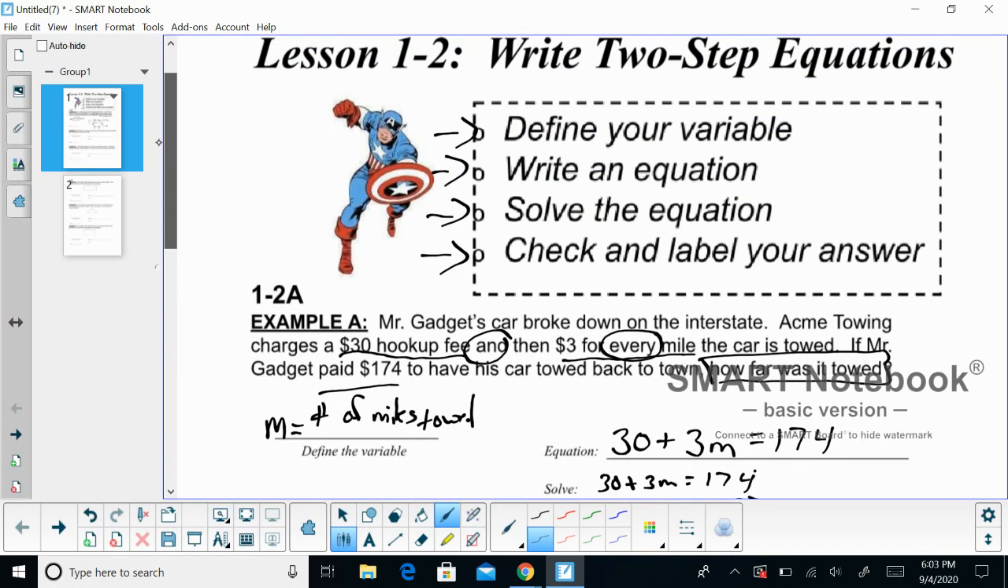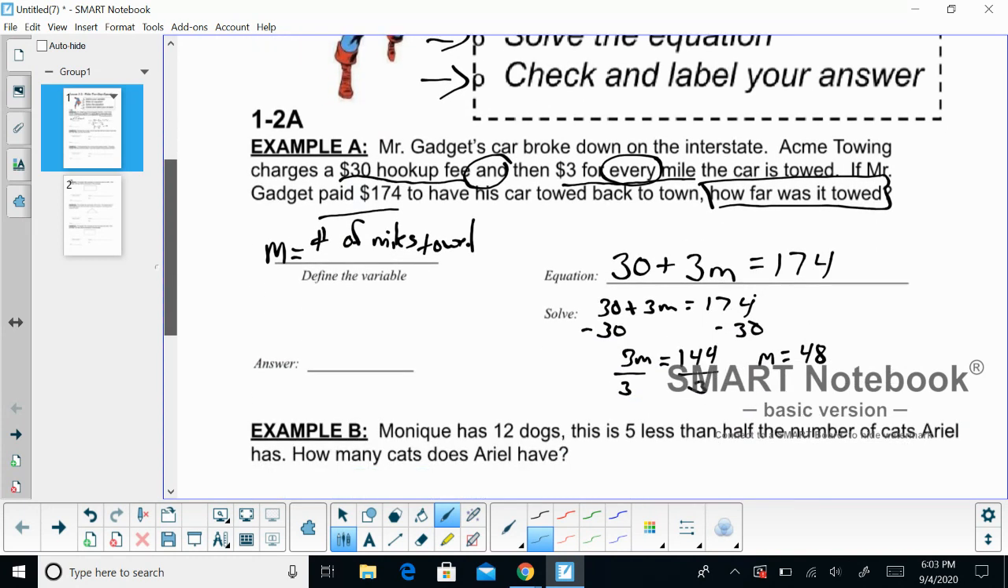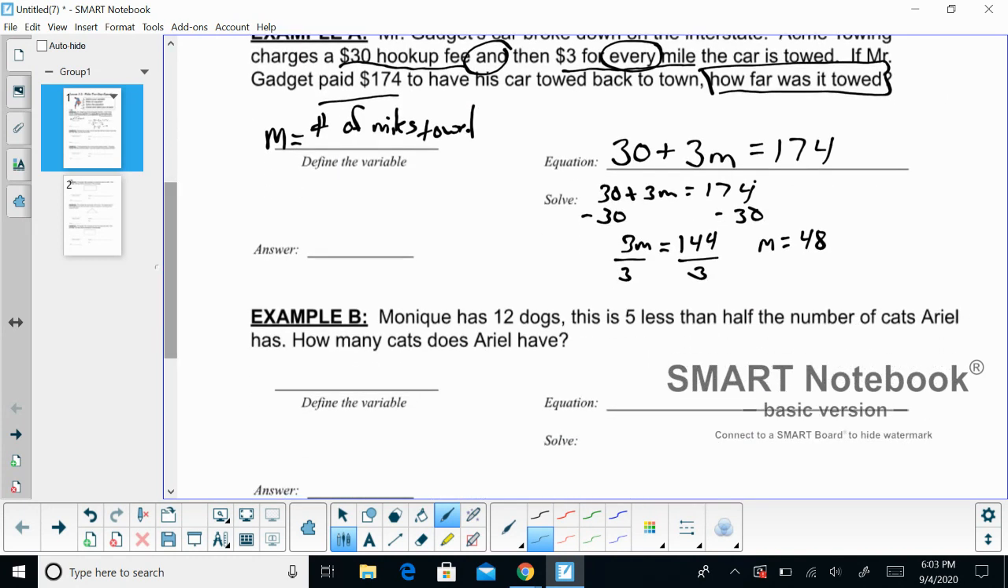So we defined our variable, we wrote an equation, we solved the equation. Now all that we have to do is check and label our answer. So to check our answer, we're going to plug 48 in for m. So I have 30 plus 3 times 48. We need to find out what that equals. 3 times 48 is 144. And 144 plus 30 is 174. And that's what we needed it to equal.